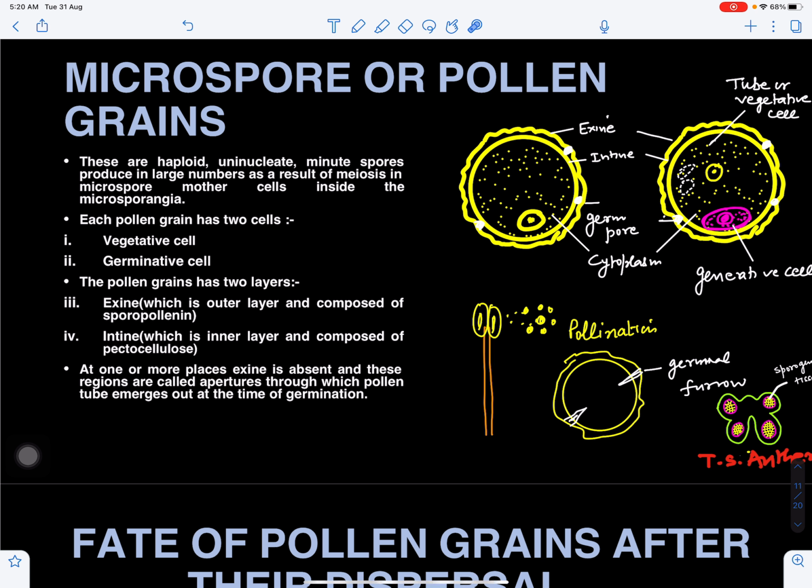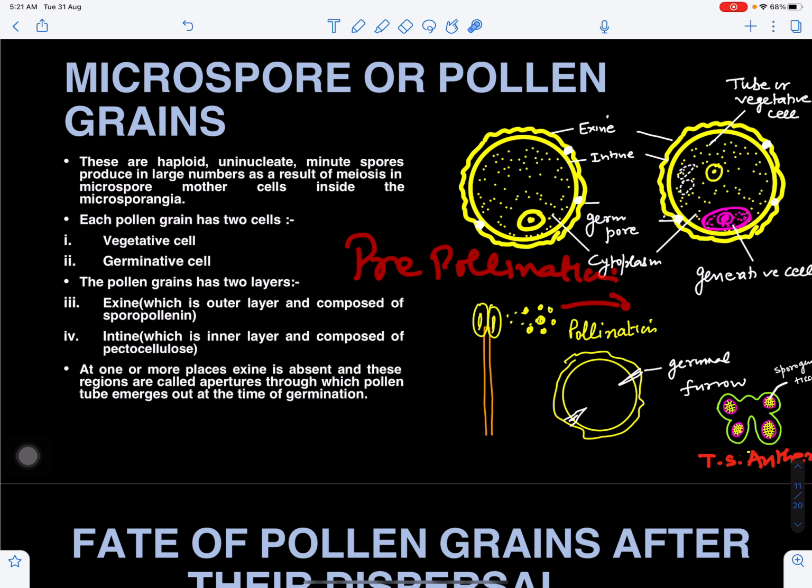While they are present inside the sporogenous tissue or inside the anther, these pollen grains start developing, and this is called pre-pollination development. What is pollination? It is the liberation of the pollen grains from the anther. And when pollen grains are present inside the anther only and they are developing, this is called pre-pollination development.